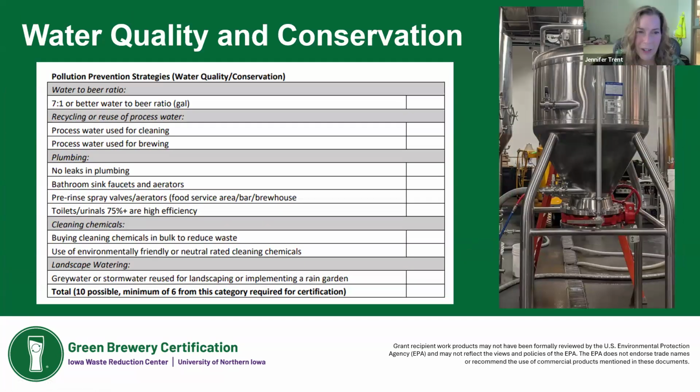Okay, water quality and conservation. We already talked about water to beer ratio. I just want to point out the picture on this slide is what's called an infuser. This infuser is amazing. It is a very expensive piece of equipment that a brewery had the capital to purchase. Basically, what this piece of equipment does is it vastly reduces the amount of water and the amount of ingredients used in the brewing process.